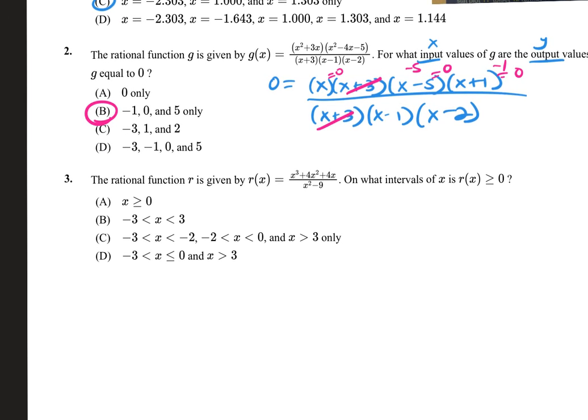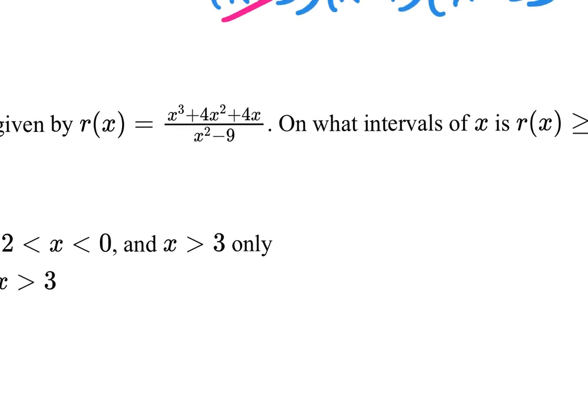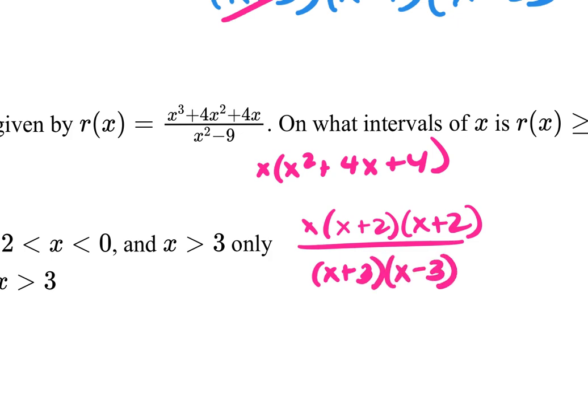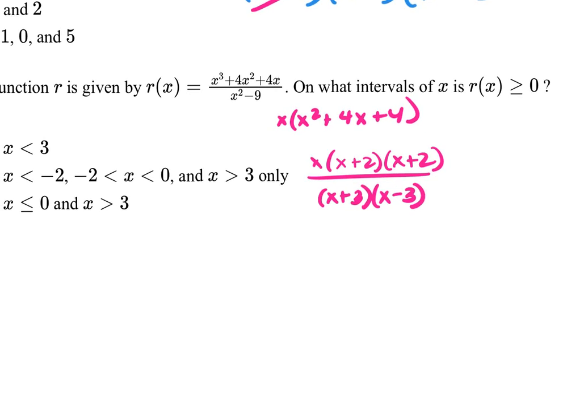Number 3 says the rational function r is given by, again, on what intervals is it greater than or equal to 0? So not only do we have to understand where our zeros are, but we also have to understand the pattern here. If you take out the x in the top, I get x squared plus 4x plus 4. And then that would become x plus 2, and x plus 2 again. And in the denominator, x plus 3, and then x minus 3. So there's no holes or anything. Again, you always want to check for that.